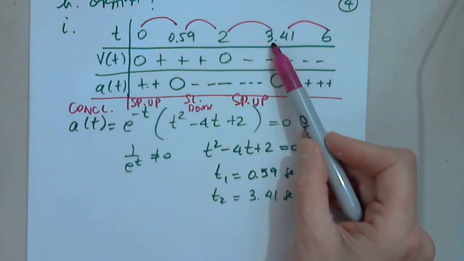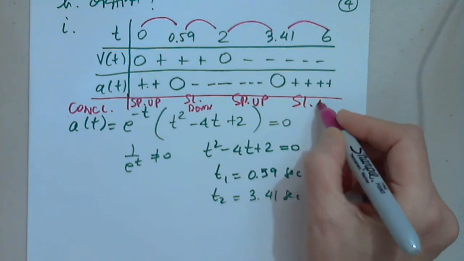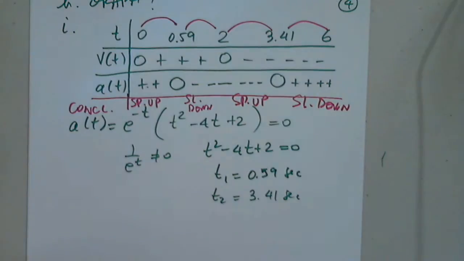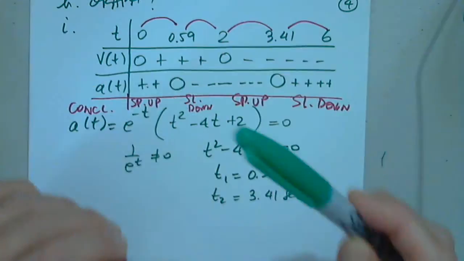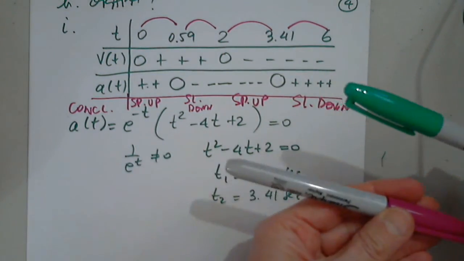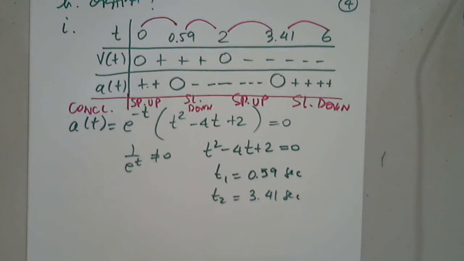Finally, velocity this way, acceleration this way. What can you say between 3.41 and 6? Slowing down. Yes, slowing down. When the forces are against each other, the particle is slowing down. When forces are going together, the particle is speeding up.